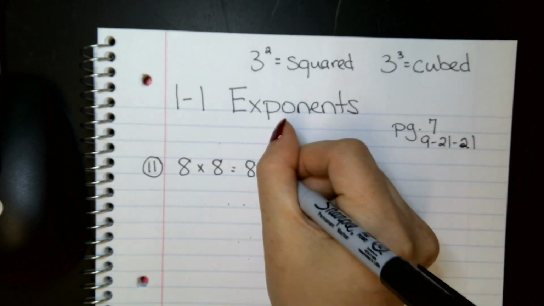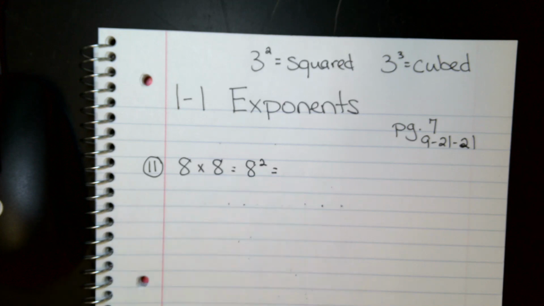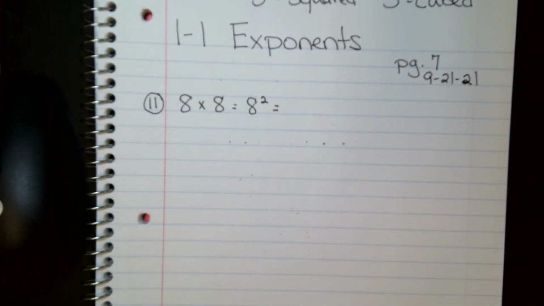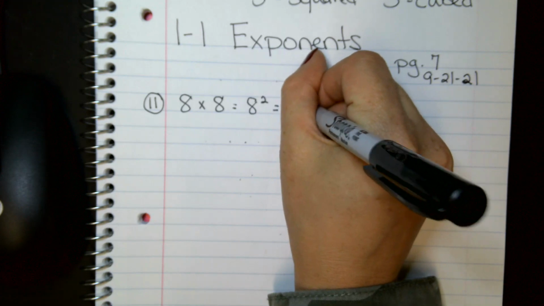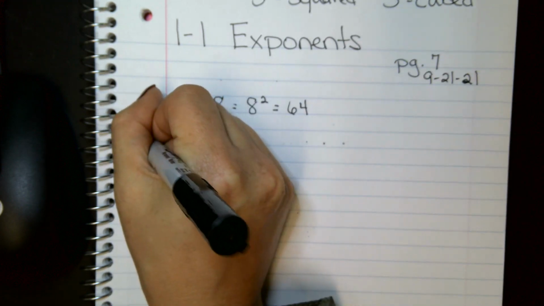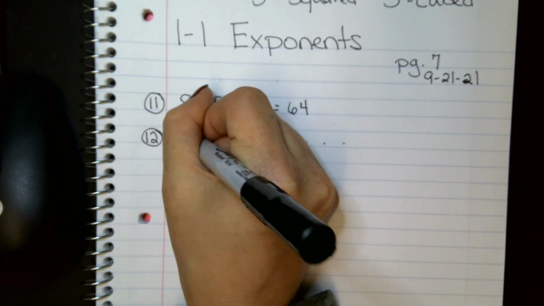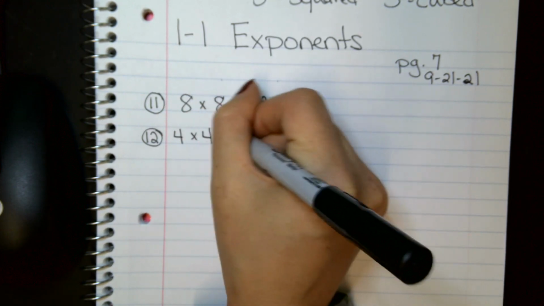Now, 8 to the second power, does that mean 8 times 2? No, it means 8 times 8. And what is 8 squared? What is, when I solve that, what's the value? 64. Go ahead and start the next one without me.